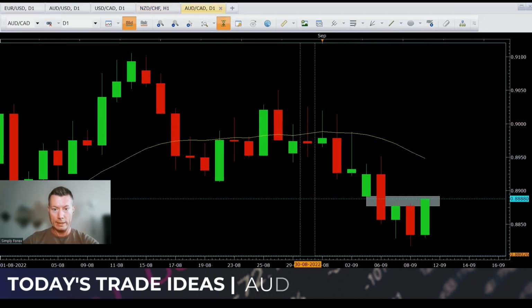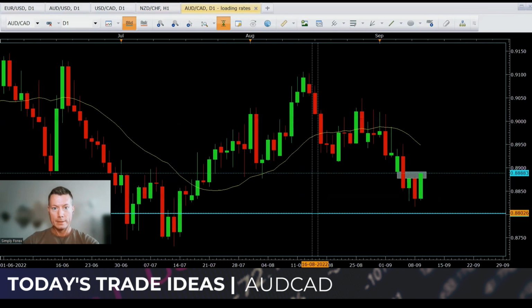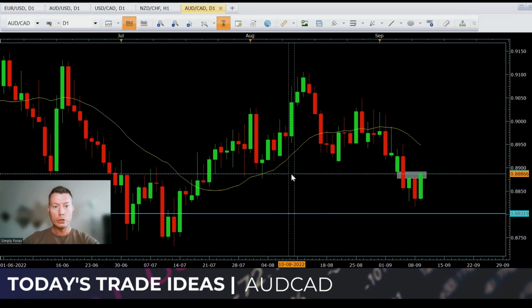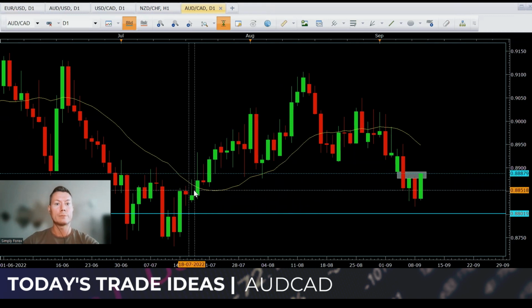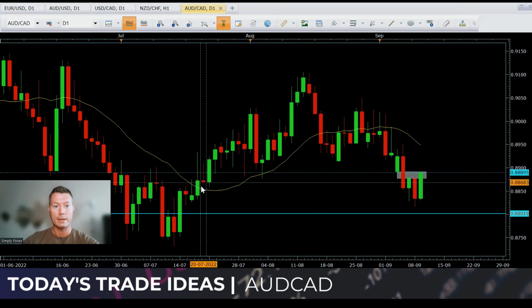This is the Aussie dollar against the Canadian dollar, and we have very strict criteria with this one, guys. So we're shorting this because I've shown you this many times. This is a head and shoulders pattern. You're probably thinking, oh my God, why is Tom talking about head and shoulders again? Because it's a popular pattern. Yeah, we see them in the market.